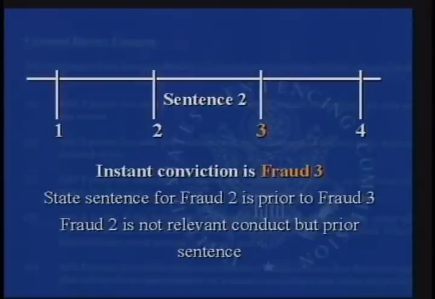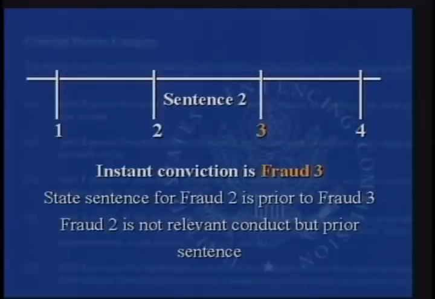So we need to determine whether we can include that as relevant conduct, or does that count as a prior sentence. Well, as stated in Application Note 8, since the fraud behavior in number 2 occurred before the commission of the instant offense of conviction in fraud 3, and a sentence was imposed on that conduct, we cannot include that as relevant conduct. Therefore, it is considered a prior sentence.